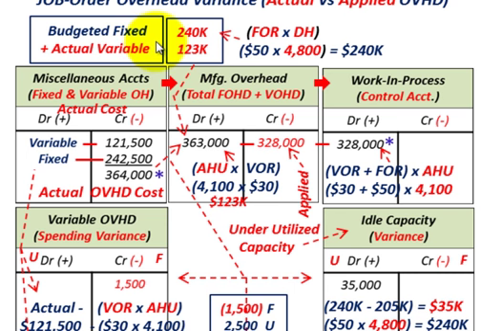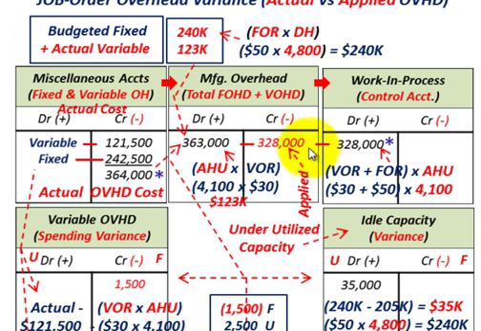And then for our actual variable, that's based on our actual hours. So our actual hours that we used for direct labor hours was 4,100 hours times our variable overhead rate at $30 per hour. So that's going to give us $123,000. So our total budgeted fixed $240,000, plus our actual variable at $123,000, is going to give us our budgeted amount, a total amount of $363,000.